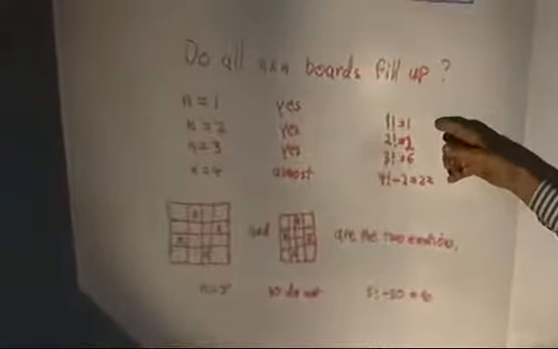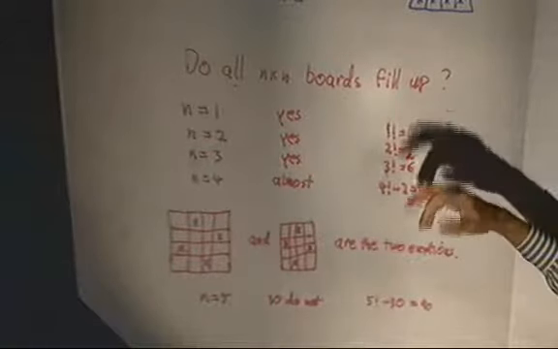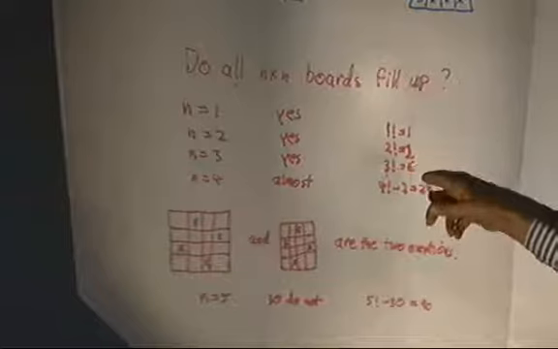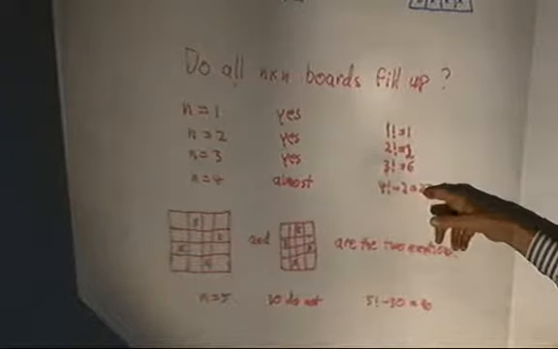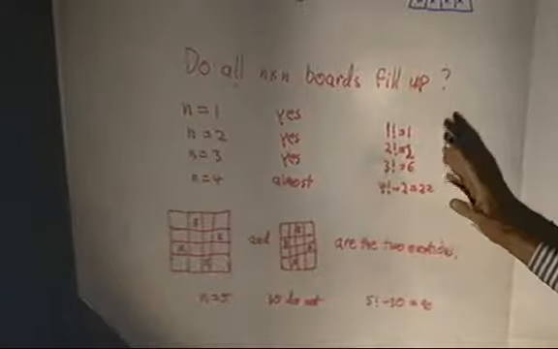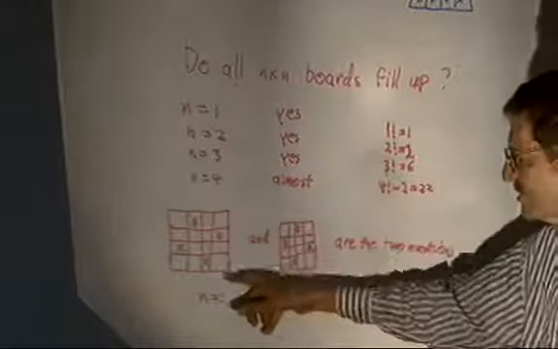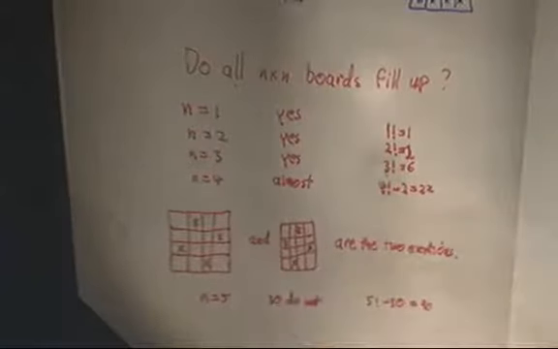Do all the n by n boards fill up? Well, yeah, n equals 1, it's full already. N equals 2, yeah. N equals 3 takes a little bit of thought, but they all fill up. N equals 4, well, mostly. But there are two exceptions, and these are the two exceptions.